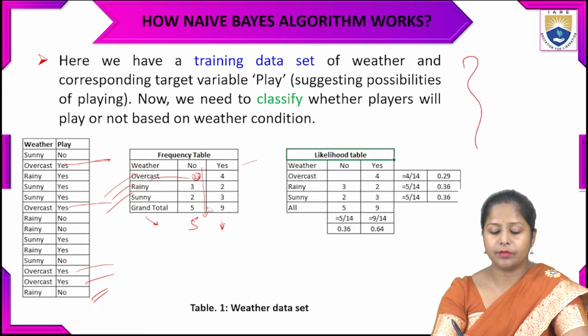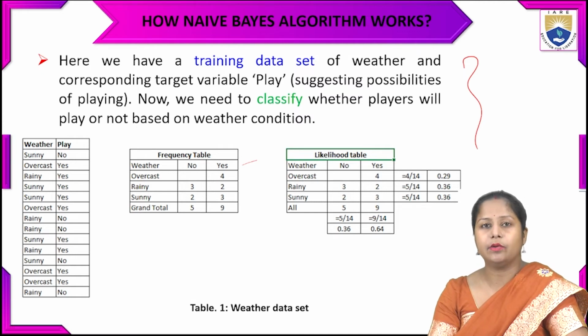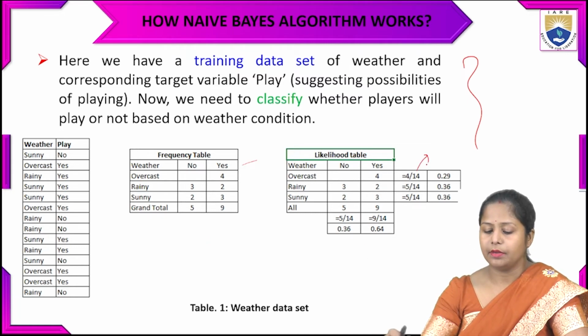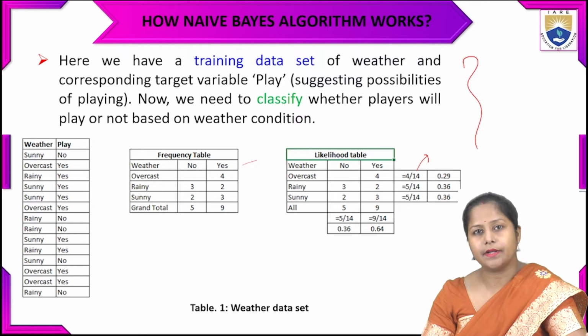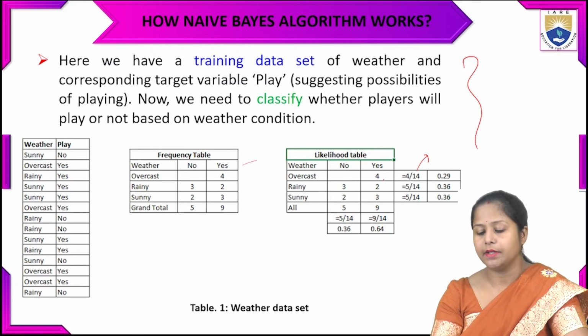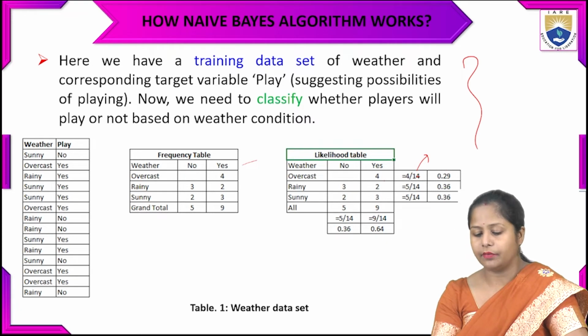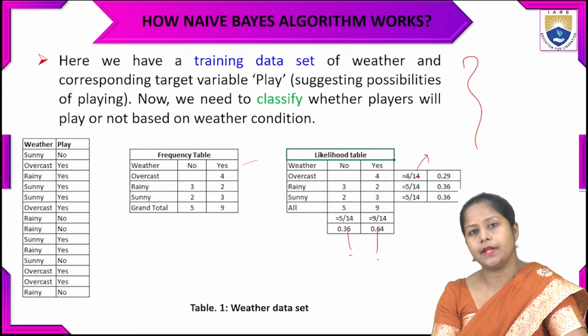Like that we have to make the frequency table in some steps. In the next step, we have to make the likelihood table. On the basis of this frequency table, we have to know about the particular classifiers, what is the probability of the same classifier, the same likelihood. So for overcast, if yes is there, we calculate 4 divided by 14. 14 is the total of the two events, yes and no: 5 plus 9 is equal to 14.